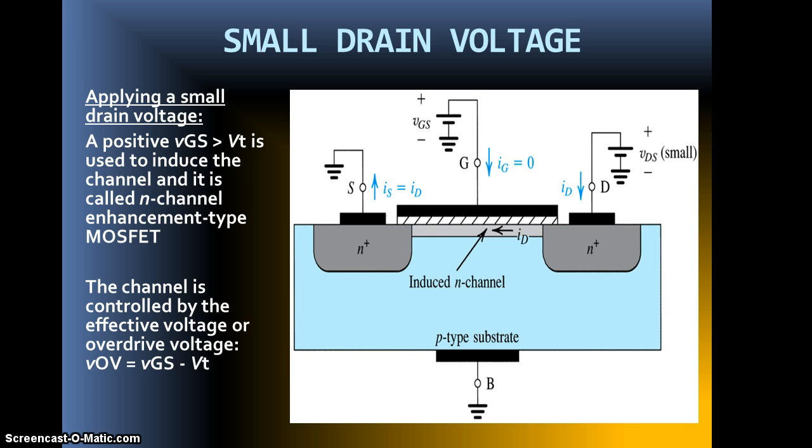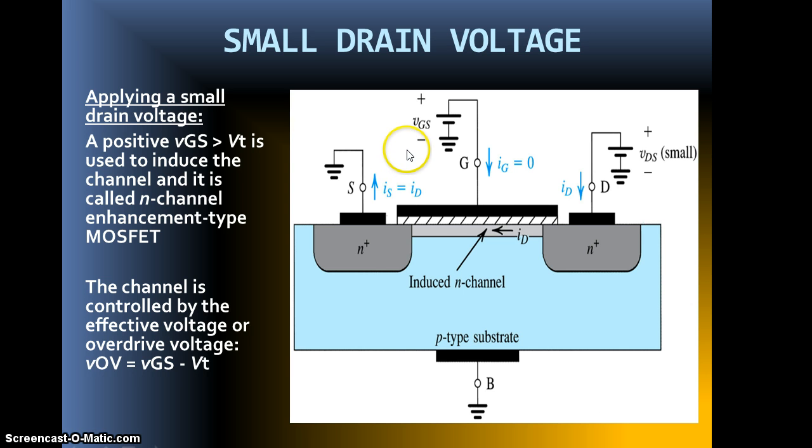So when we apply a small drain voltage, that is, as the applied gate voltage becomes greater than the threshold voltage Vt, which is used to induce the channel, this structure becomes n-type enhancement, an n-channel enhancement type MOSFET. Okay, so this MOSFET which we are looking at is an n-channel enhancement type MOSFET.